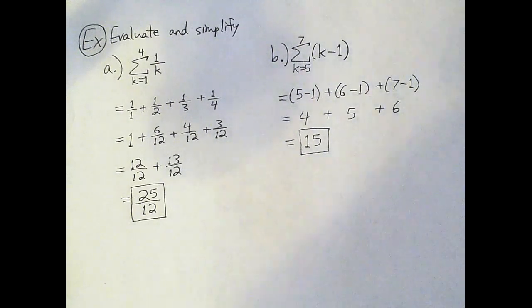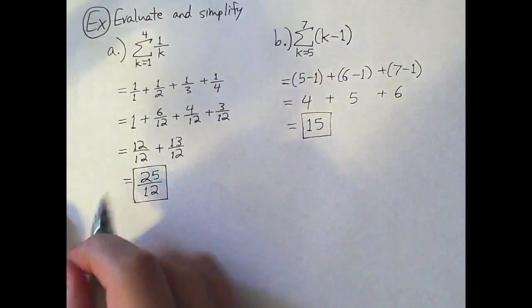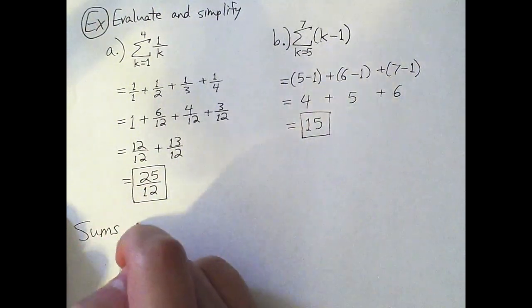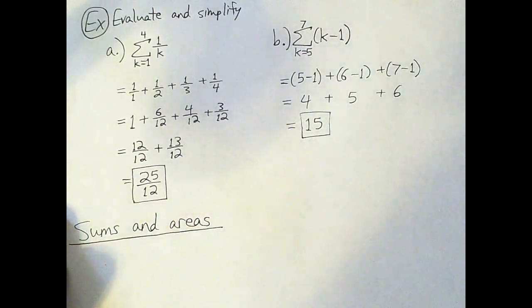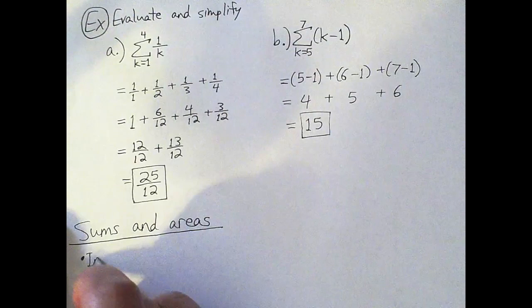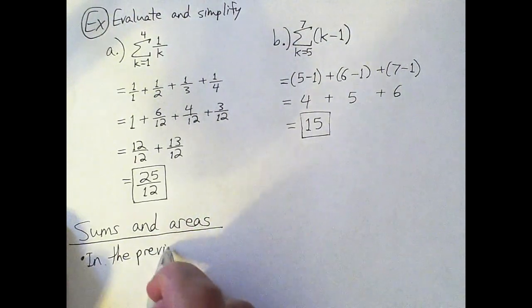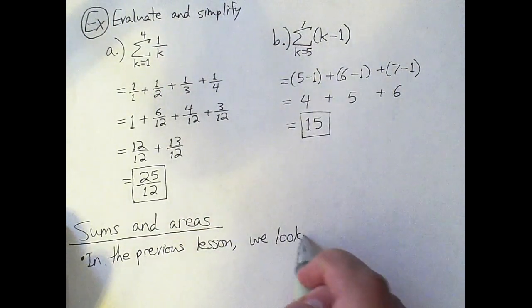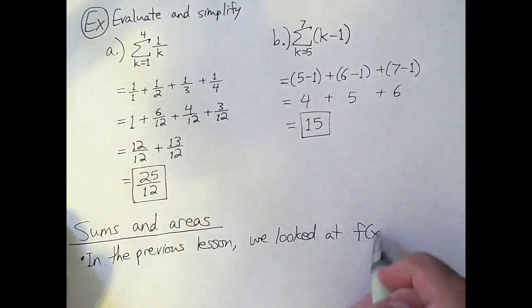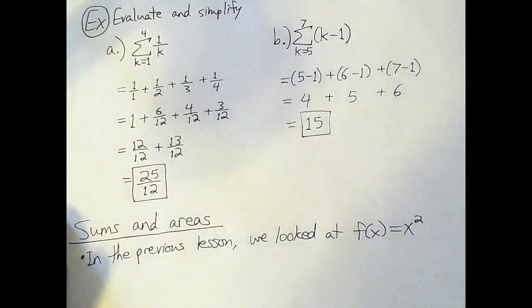Now, this lesson is called sigma notation and Riemann sums. So you see that this notation can be used for lots of different types of sums. But in the previous lesson, we talked about Riemann sums, which were sums that we used to approximate areas. So in the previous lesson, we looked at f of x equals x squared. That was our main example, but you could also do other problems.